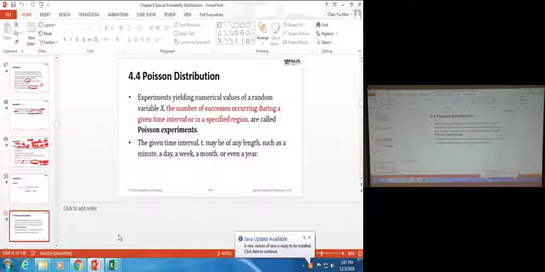Today we continue to talk about the number of successes. This time the number of successes is not over n trials, but instead over a certain interval. This interval can be time, can be distance. So we talk about the number of occurrences, where an occurrence is considered a success, in an interval. The interval can be time, can be distance, and in fact, the interval can be extended to a region. This is what we are going to talk about.